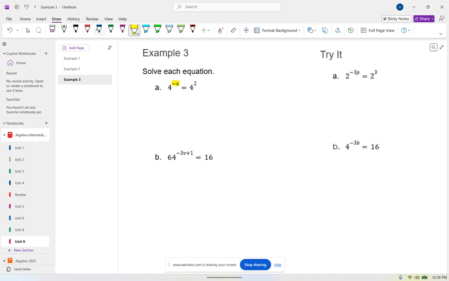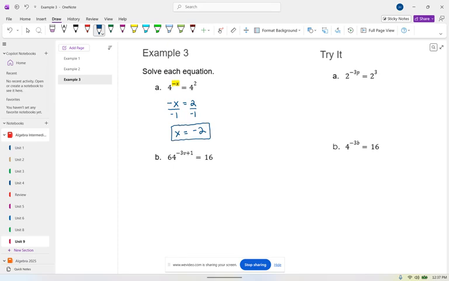So I'm going to get rid of the bases. I don't care about those anymore because they are the same. And I'm going to set the exponents equal to each other. So negative x equals 2. Now I want it to be x equals something, so I'm going to divide both sides by negative 1 to get rid of that negative sign. That'll leave us with just x equals negative 2. And I can put that in. If I have 4 raised to the negative times negative 2, that's a double negative, which makes it positive 2. And we're good to go.